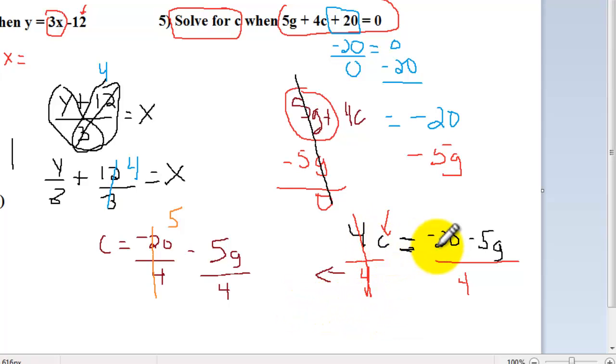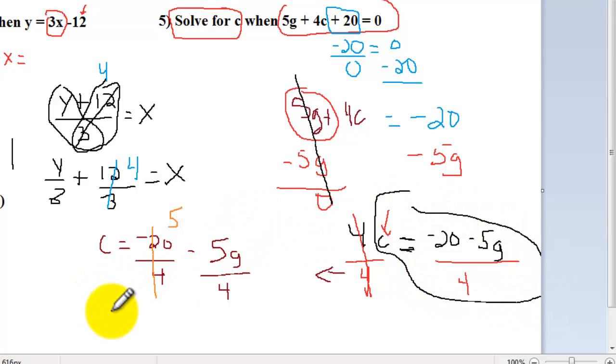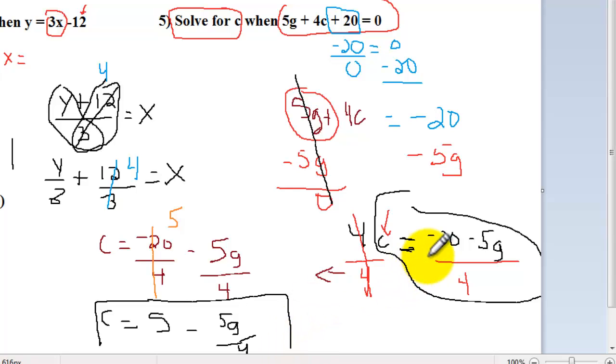I will accept the answer as c equals negative 20 minus 5g over 4. I can accept the answer stopped at this point. Or you can reduce it further until you have c equals 5 minus 5g over 4. That's all squished up. Okay, so that could be a different type of answer. They mean the same thing. This is more simplified here. As we get further into algebra, you will have to reduce to this point here.